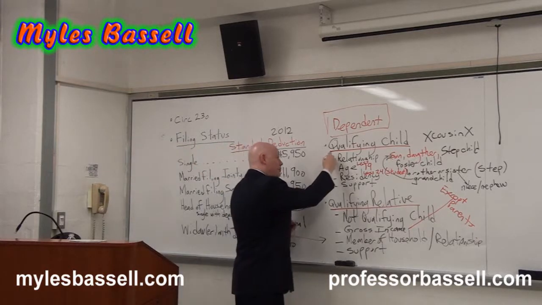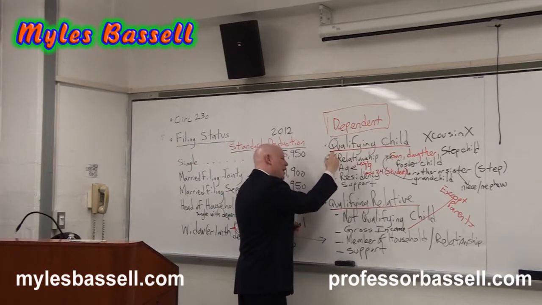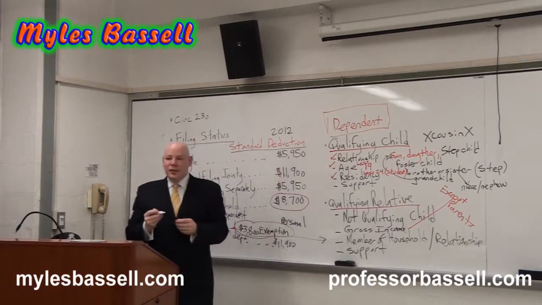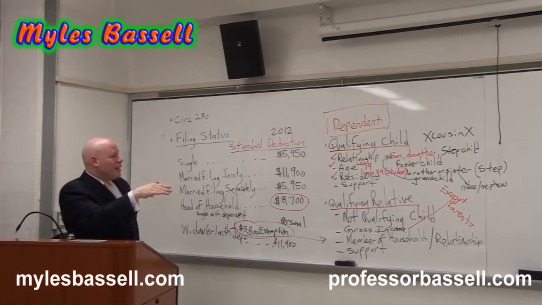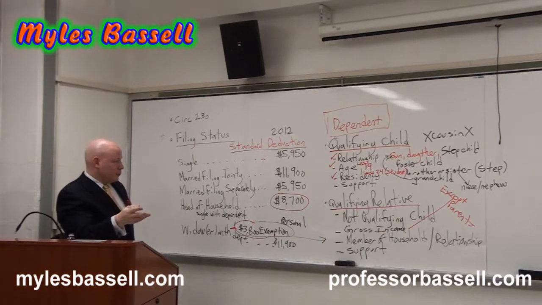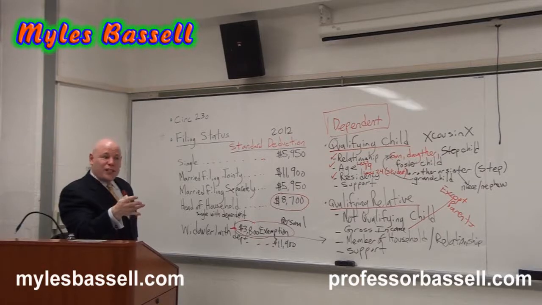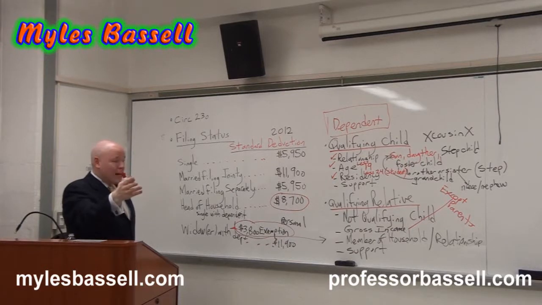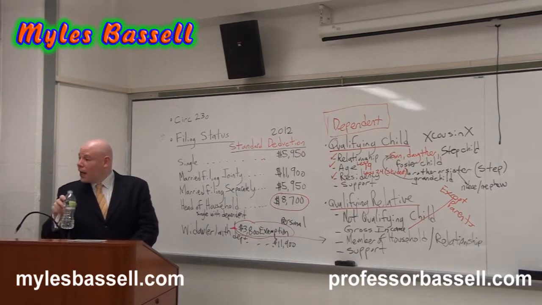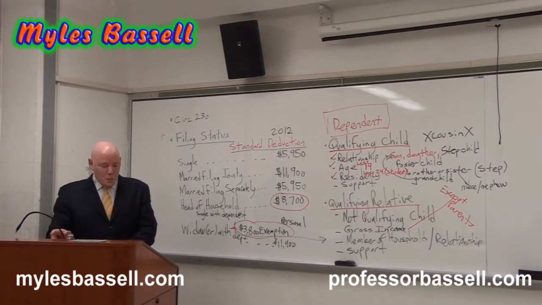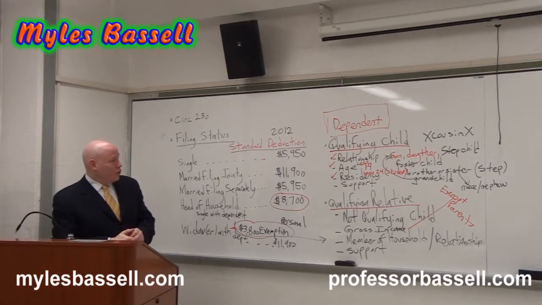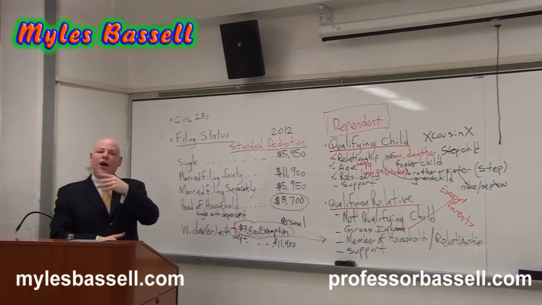But we have to meet the relationship test, the age test, and then we just started to talk about the residency test, which is that the qualifying child had to have lived with us for more than half the year, which is more than 6 months. And how many days is that? 181 days. But it has to be more than 182 days, right?